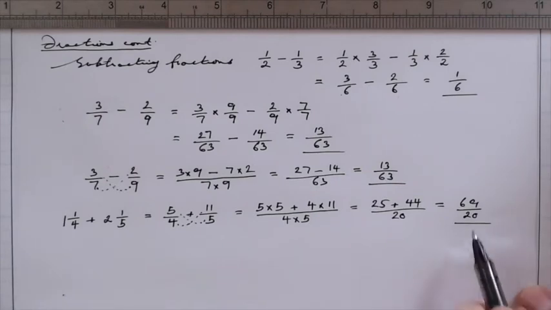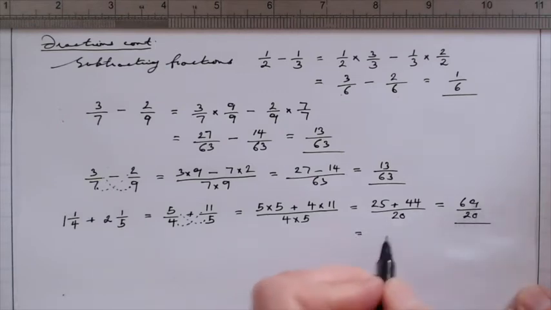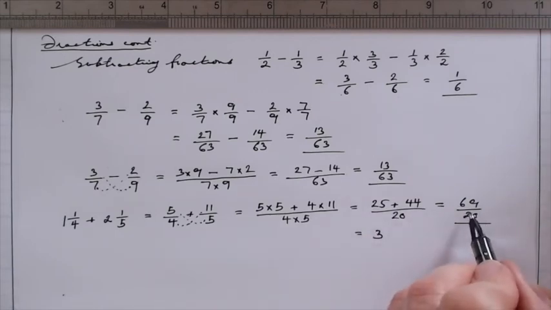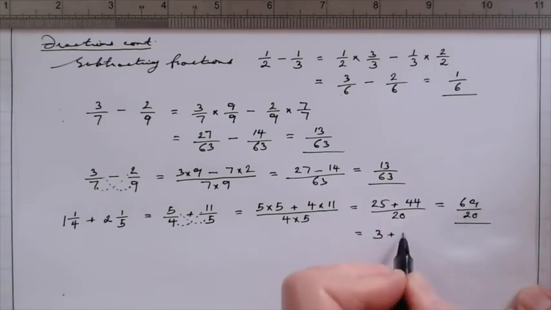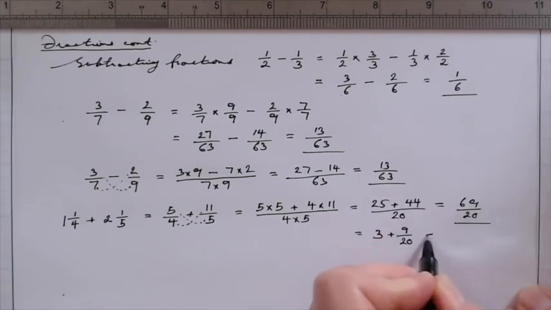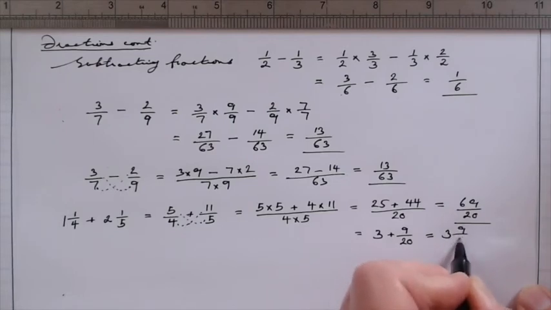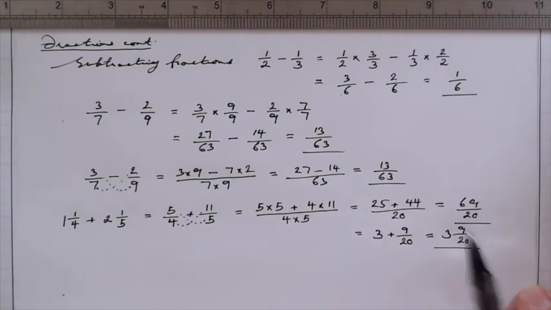And you could leave that as the answer. You might wish to bring it back into a mixed number representation. In that case, I have to ask how many 20s are there in 69? Well, there are 3, because 3 lots of 20 give me 60, leaving 9 over. So I would have 3 lots of 20 gives me the whole number 3, plus a remainder of 9/20, which I can write as 3 and 9/20 in that mixed number representation. I would probably prefer to leave it in this form personally.